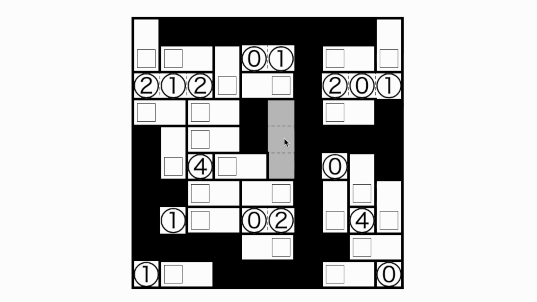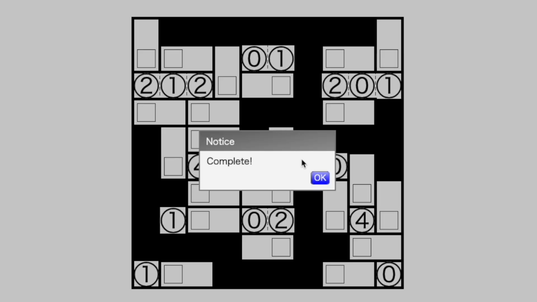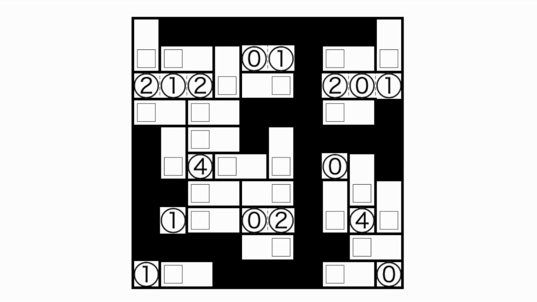Our options are these two or these two. If it's these two, we isolate these cells. So it must be those two, and this one will have to be shaded. And that is how you solve a school trip.